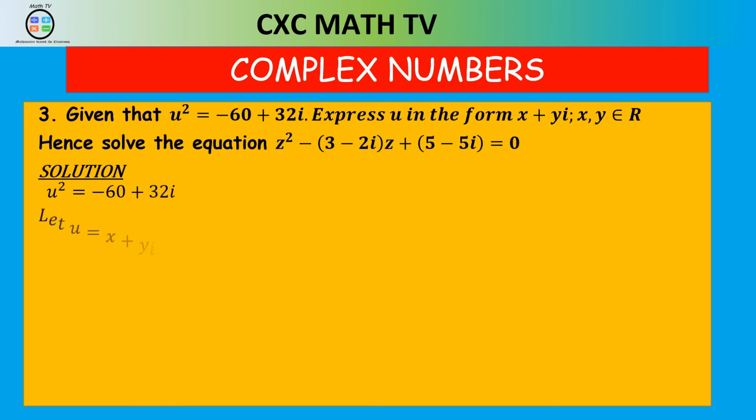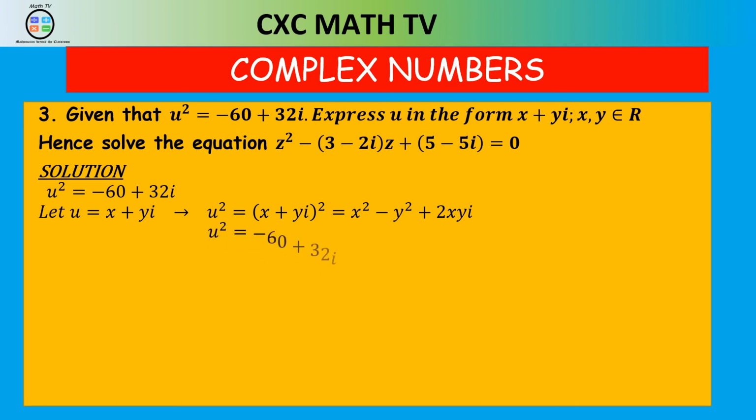So if u is x plus yi, let's square it. We square (x plus yi) squared to get x squared minus y squared plus 2xyi. All we did was expand u squared. Now look at this. If u squared is x squared minus y squared plus 2xyi, and u squared is negative 60 plus 32i, then we can equate the real parts.